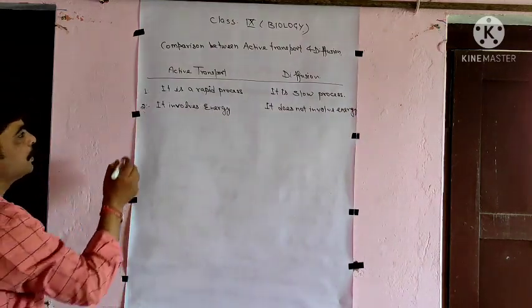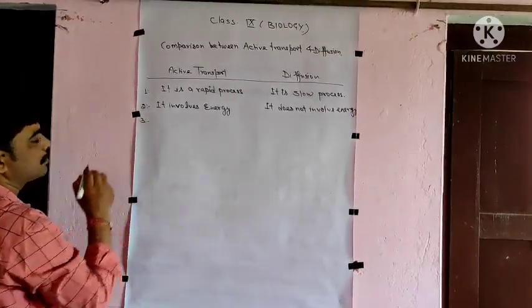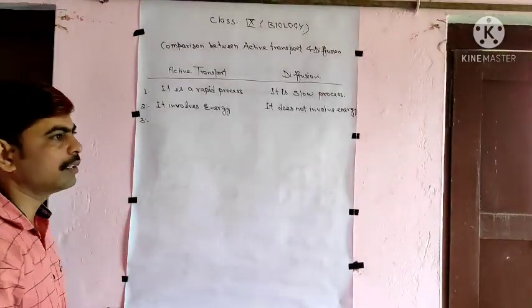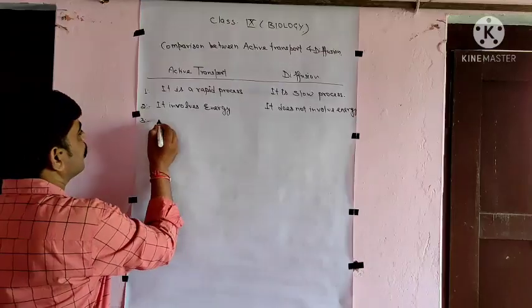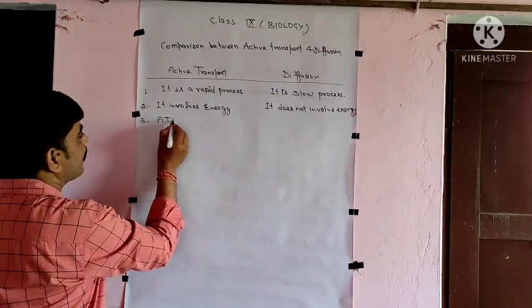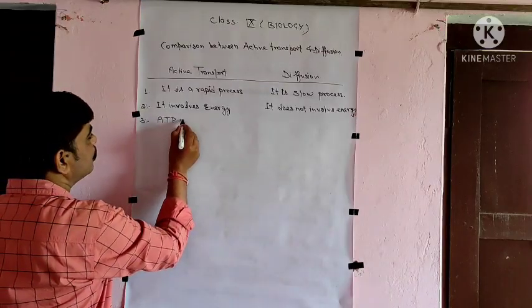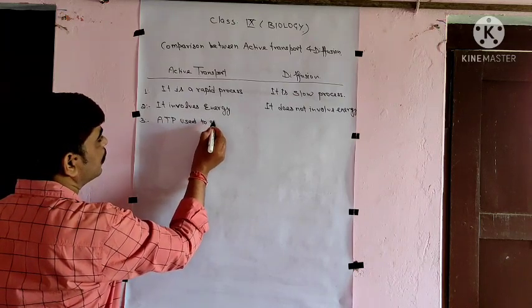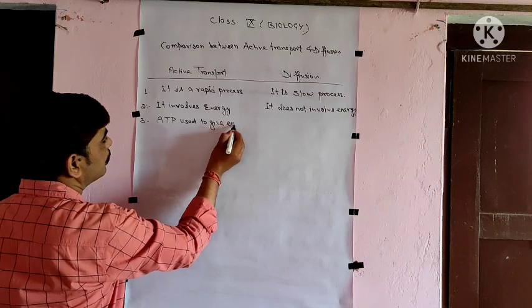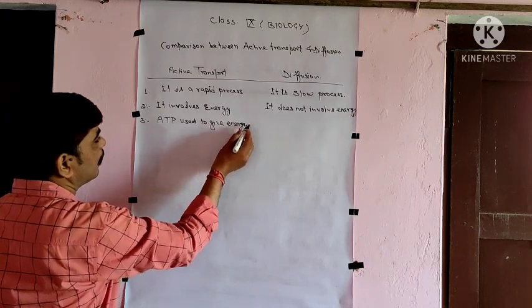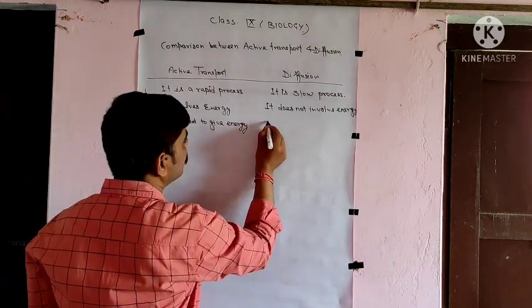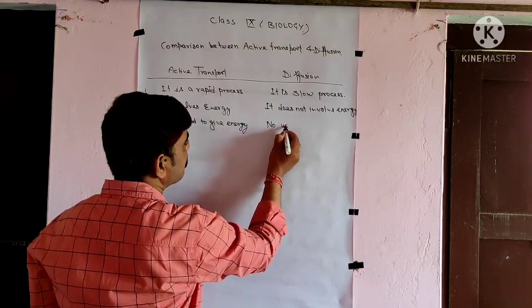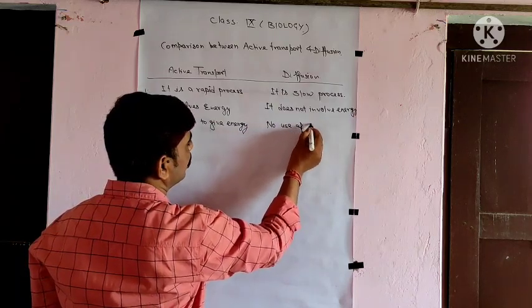If we talk about the third point, ATP is used to give energy in active transport. And here, in diffusion, there is no use of ATP.